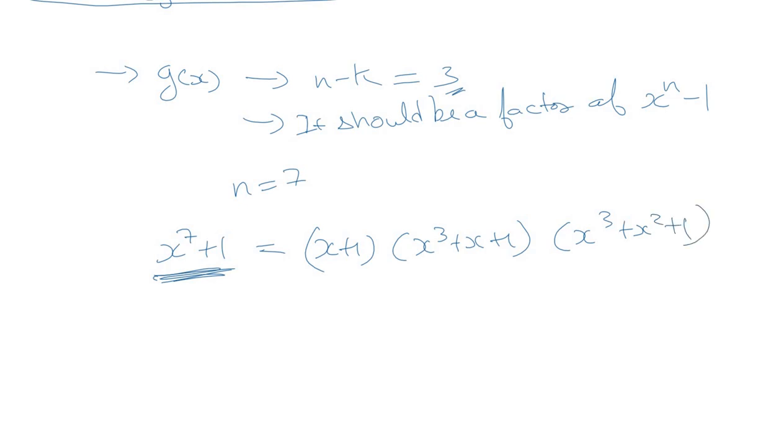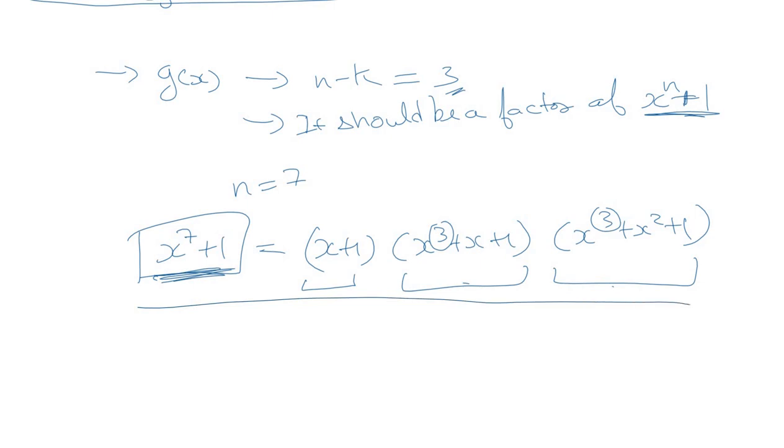We can factorize this x raised to power 7 plus 1, which is x raised to power n plus 1, into these three factors such that we have the maximum possible number of factors having degree 3. Here two factors have degree 3. So this is the possible combination that we can have. And we know the degree of the generator polynomial is 3, so this is the reason we are trying to factorize x raised to power n plus 1 in this manner.